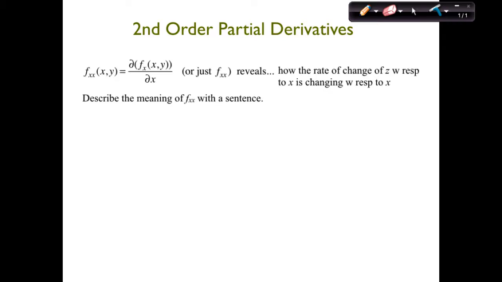Yeah, Jonas. So at the point (x, y), for a small change in x, the rate of change of z with respect to x will increase by fxx times the small change in x. Okay, yeah, right. So given a small change in x, the first partial with respect to x will change by fxx times as much as your change in x.